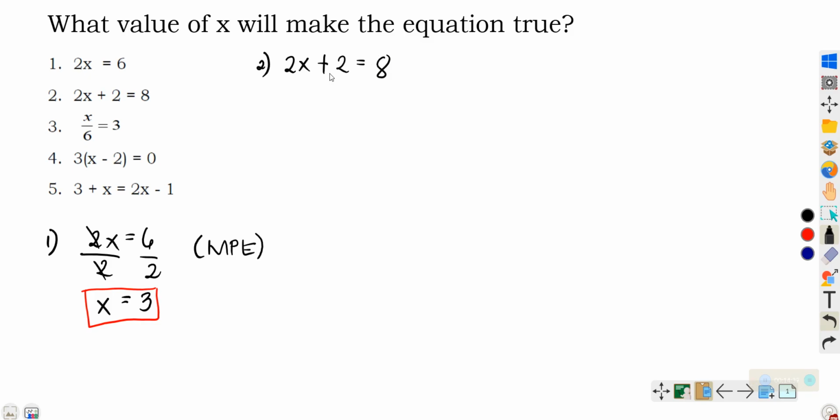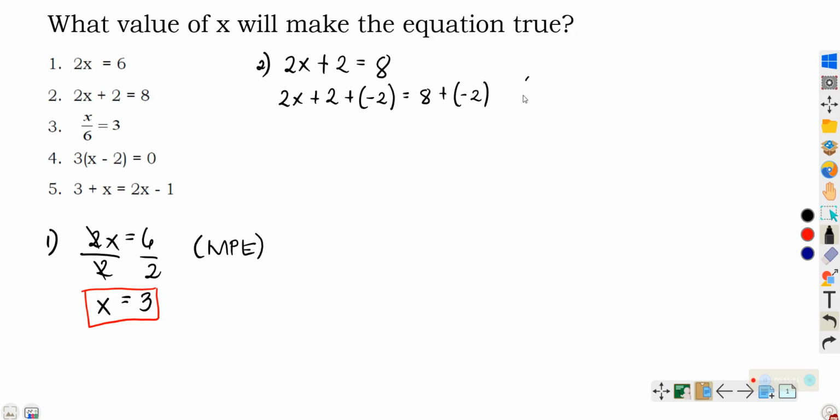Ayan na yung sinasabi ko kanina, meron na siyang constant term. So, ang una muna natin ditong gagawin is to remove the constant term. Okay? So, last step yung pagde-divide eh. Ano po? So, para ma-remove natin to, we are going to add the opposite of positive 2. And the opposite of positive 2 is negative 2. So, magiging 2x plus 2 plus negative 2 equals 8 plus negative 2.